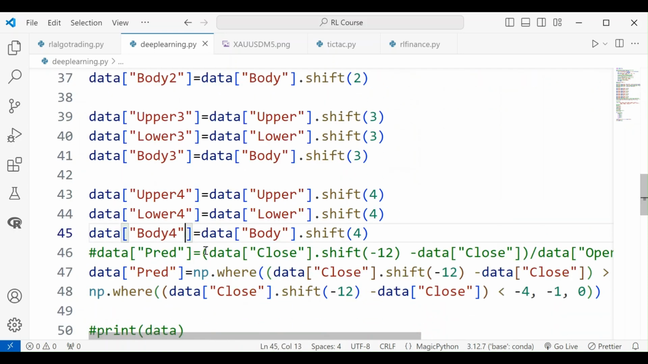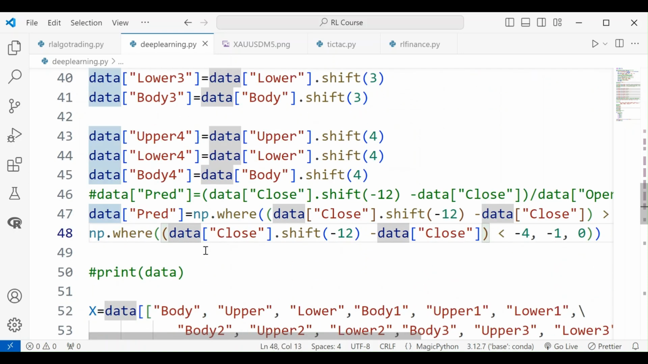Now, I want to explain something which is known as one hot encoding. What is one hot encoding? In machine learning, there are basically two types: supervised machine learning, and in supervised machine learning, there are two types. One is the regression type, and the other is the classification type. Now, let me explain what is regression.